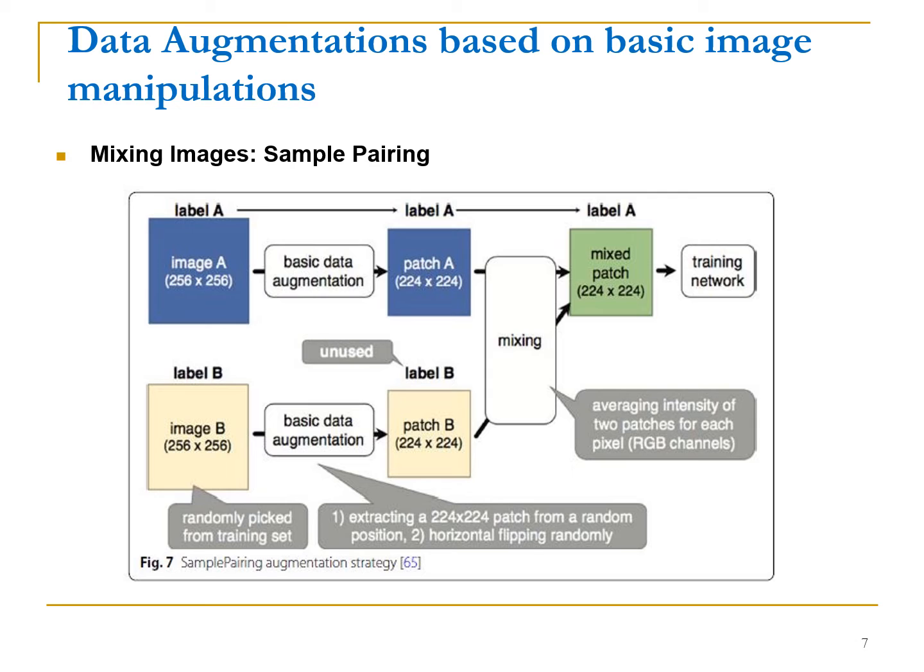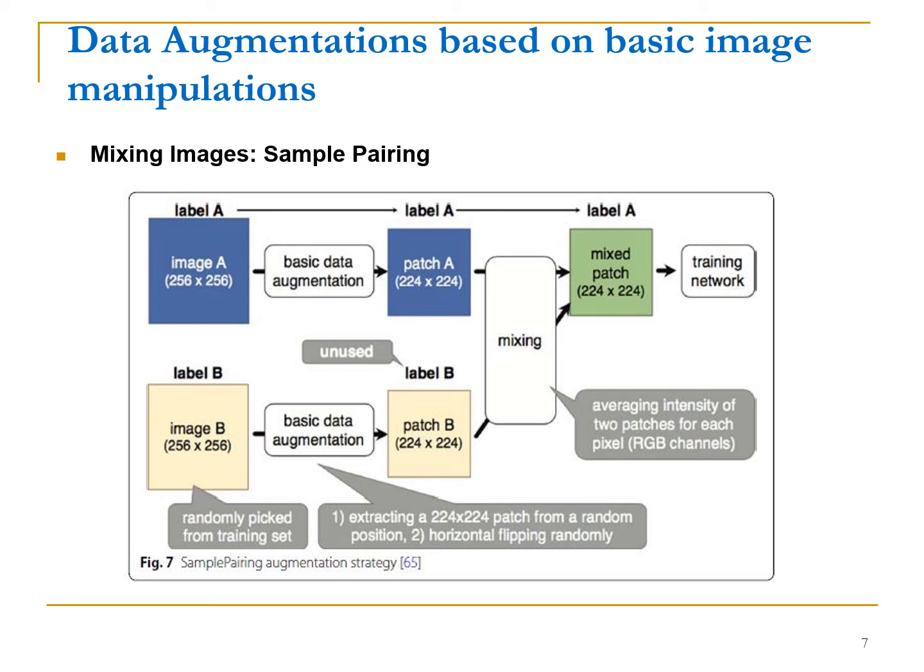Okay, another interesting method for basic image manipulation is sample pairing. So in this figure, we can see that we have two images, image A and image B. They have been randomly picked from the training set, and then we extract patch A from image A and patch B from image B, and then we mix their intensities. We perform average intensity of two patches, and then this mixed patch is given the same label as image A, and we feed this mixed batch into our training network.